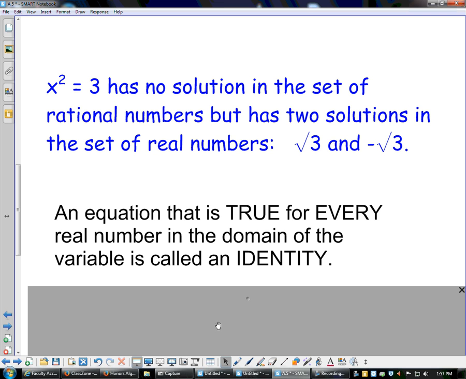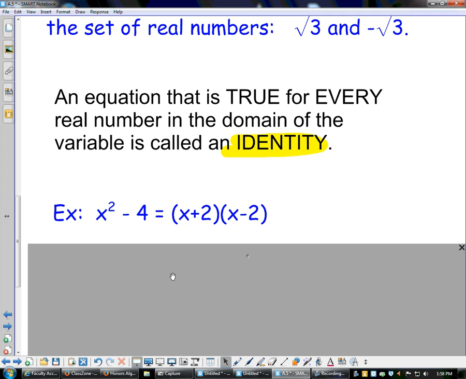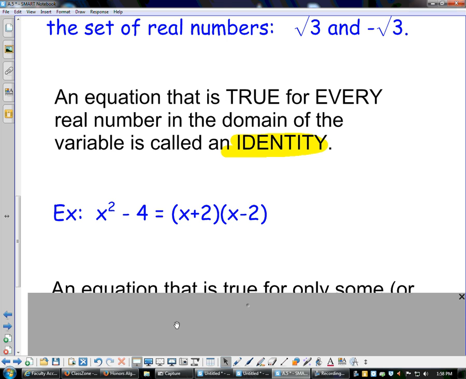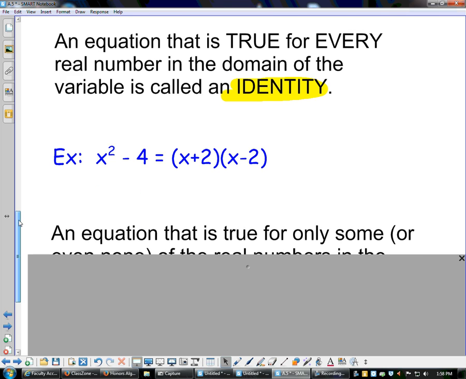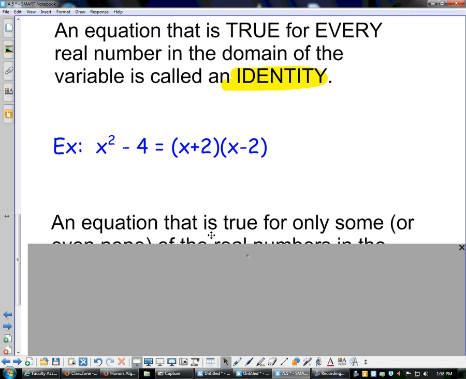An equation that is true for every real number in the domain of the variable is called an identity. So an identity is an equation that's going to be true no matter what you plug in for it. Here's an example of an identity: x squared minus 4 equals x plus 2 times x minus 2. No matter what you plug in for x, this is always going to be a true statement, so that makes that an identity.